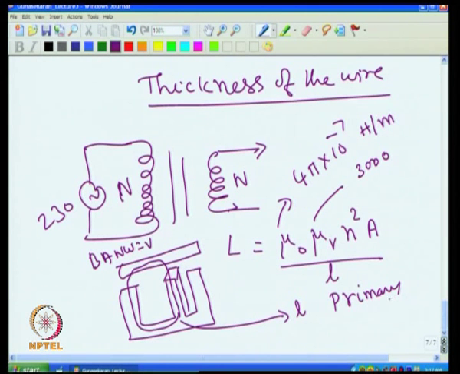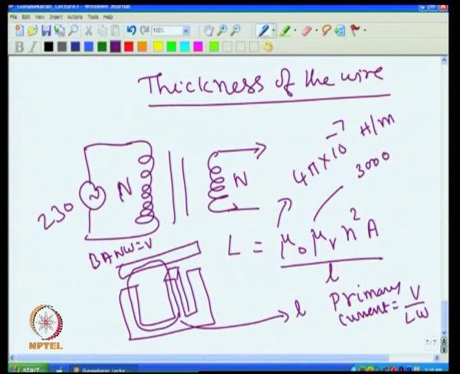So, primary current is actually given by V by L omega. Since L is known and the frequency is known, one can find the primary current. If the secondary is open, there will be a current flowing through this, that we call the magnetizing current, and that current is given by V by L omega. This current is invariably very small, that is the one which produces 1 Tesla flux in this.